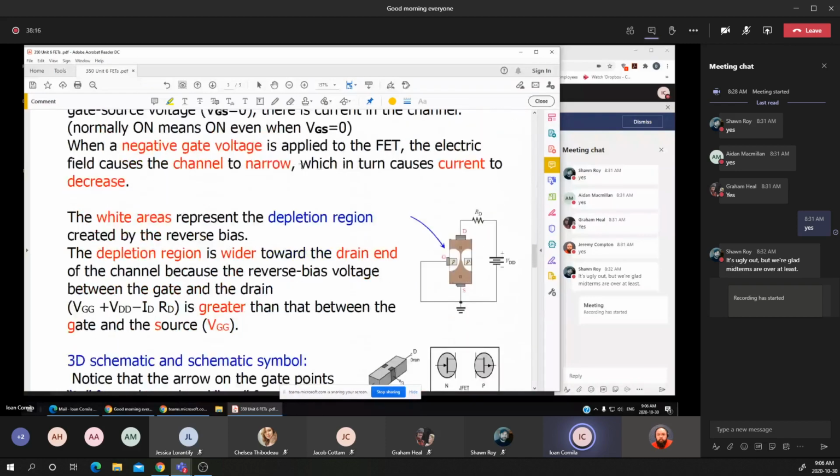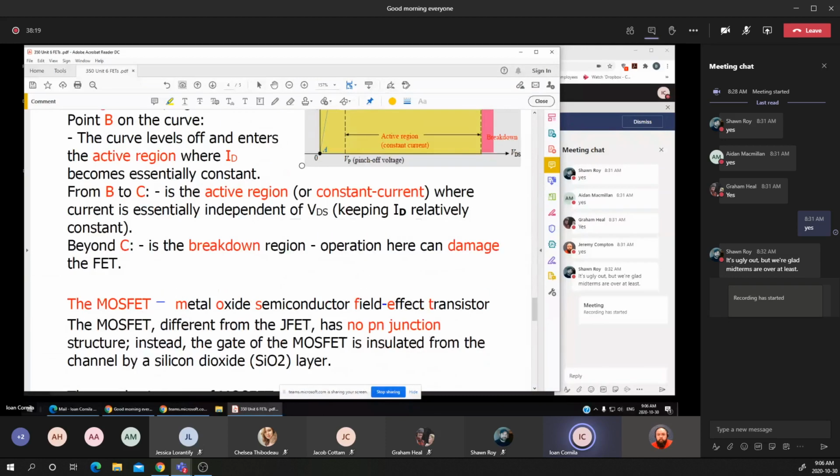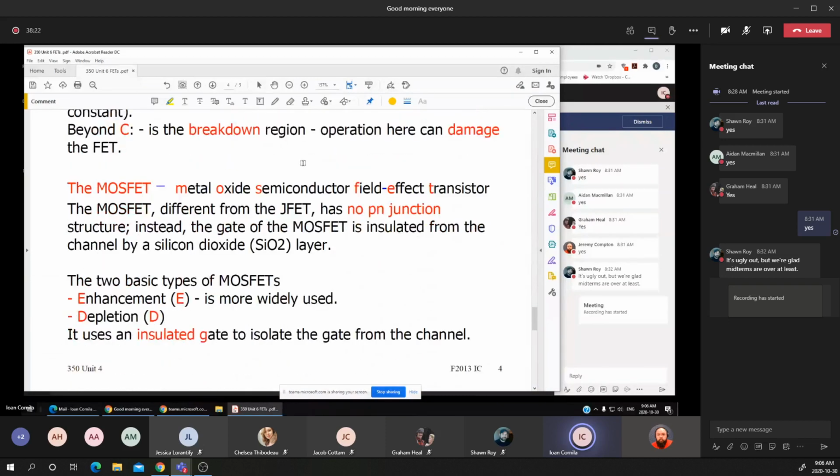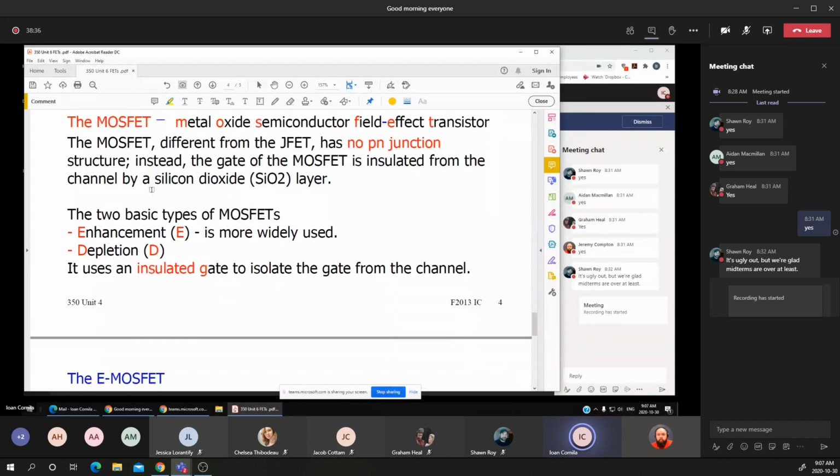Okay. Now, going back to the second type of transistors, which is the metal oxide semiconductor field effect transistor. Most of the time it is referred to as a MOSFET. Basically, there are two main types. There are more than that, but at this point, there are two main types. We have the enhancement, which is an E-MOSFET. That's more widely used, and the D-MOSFET.